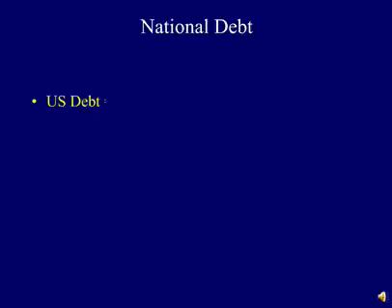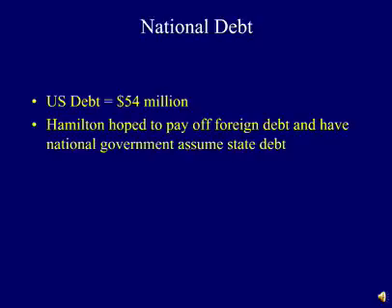During the Revolutionary War, the United States had acquired a debt of about $54 million. Hamilton proposed the United States pay off the foreign debt, and then the national government would assume the debt acquired by the states, therefore making them beholden to the national government.